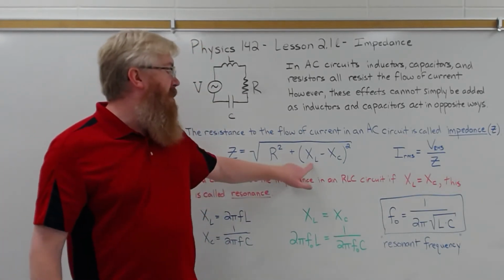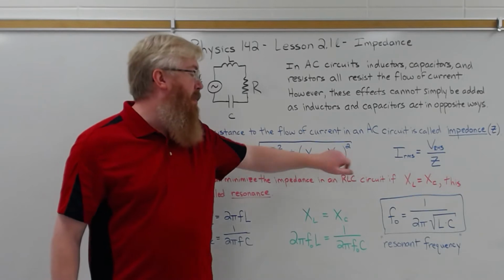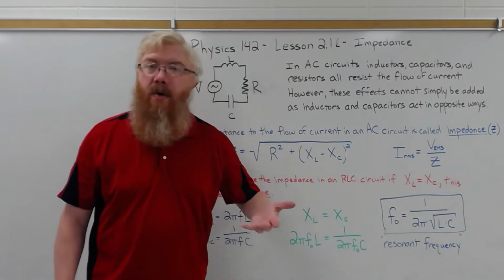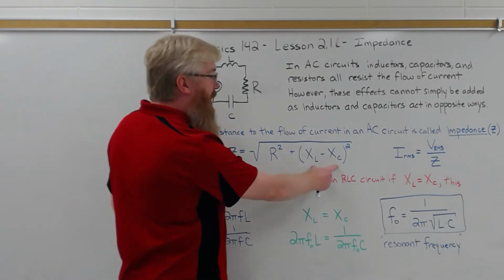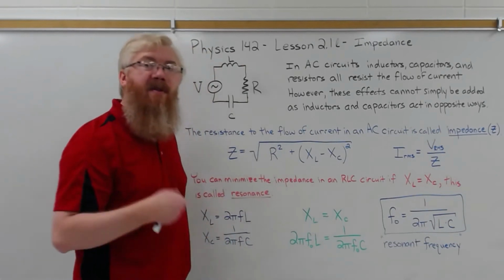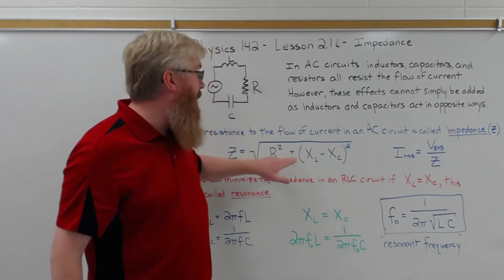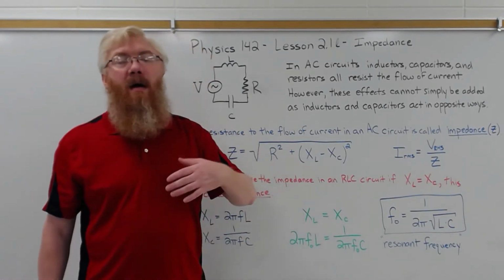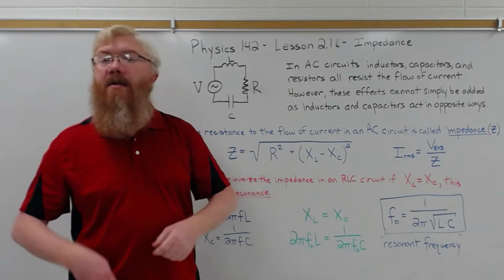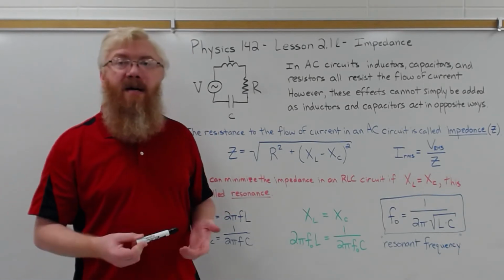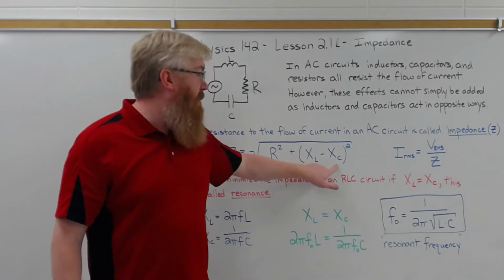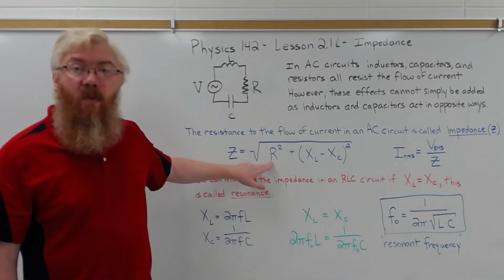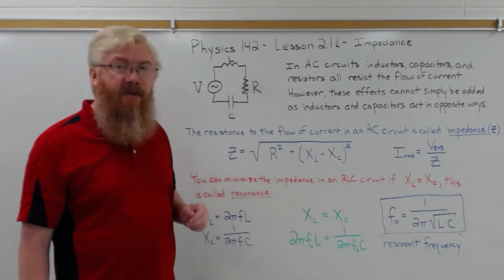If X sub L is greater than X sub C, this is a positive number and we'll square it. If X sub C is greater than X sub L, this becomes a negative number, but we still square it, so it ends up being positive. So if these two values are different from one another, it leads to a positive contribution to the impedance. It doesn't matter if the inductive reactance is larger than the capacitive reactance, or if the capacitive reactance is larger than the inductive reactance. If these two things are different, the impedance goes up. And of course, the impedance is proportional to the resistance as well. If the resistance goes up, the impedance goes up.